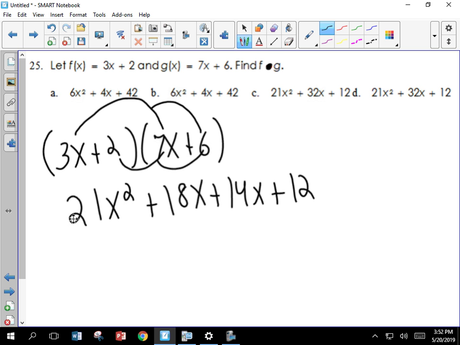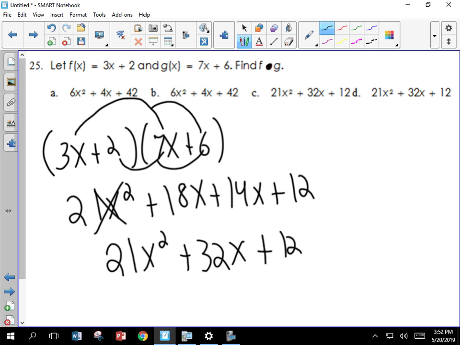Combine like terms. There are no like terms for x squared, so it's just 21x squared. 18x and 14x plus 32x, and then plus 12. So there's 2 options. C and D are both correct.